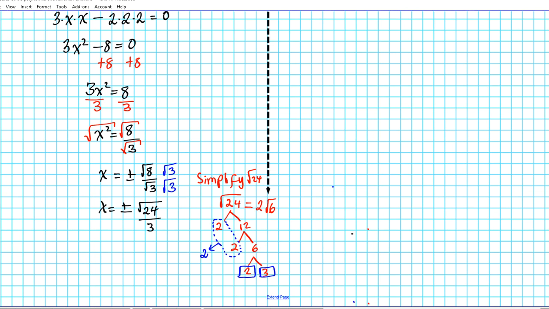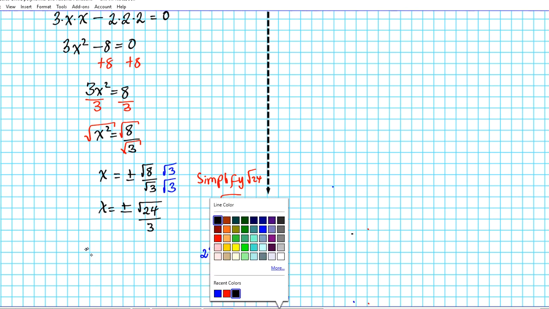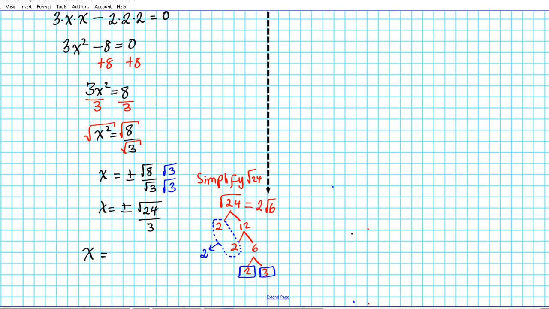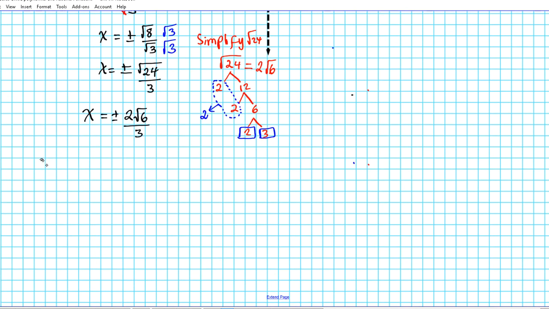Okay, so we can rewrite this answer in its simplified form as x equals plus or minus 2 root 6 divided by 3. Alright, and if we want to write it using set roster notation, our solutions are going to be, in curly brackets, negative 2 root 6 over 3 and positive 2 root 6 over 3.